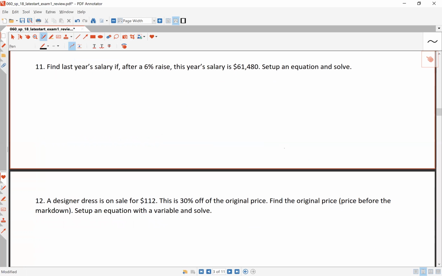Number 11, find last year's salary if after a 6% raise, this year's salary is $61,480. So we're saying last year's salary is X, and it got increased by 6%. And so when you increase something by 6%, you take 6% of it, and that equals the new salary, or this year's salary, of $61,480.